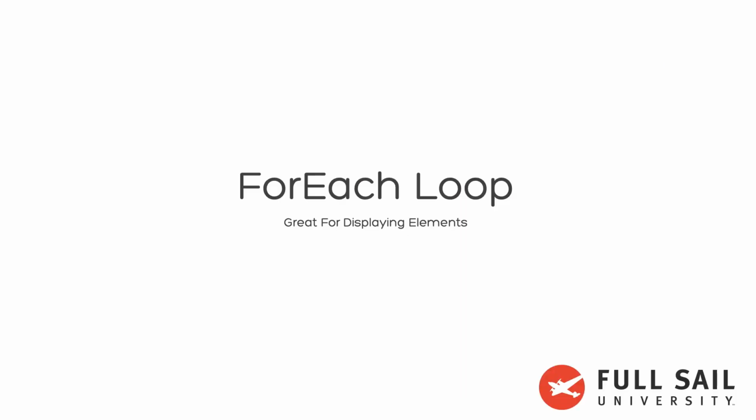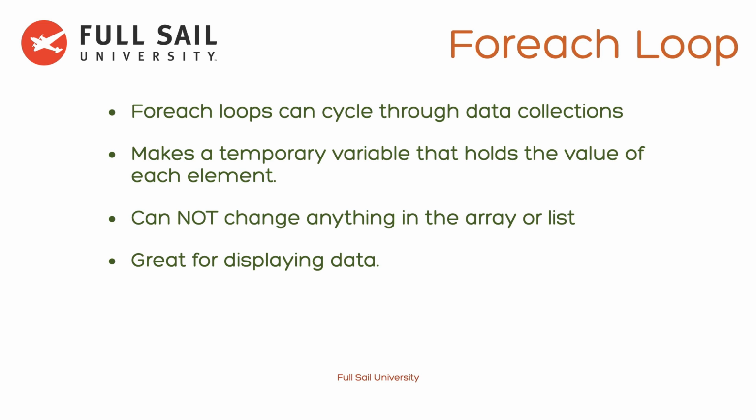Now, let's talk about the new for each loop. The for each loop is going to be great because we can also cycle through data collections, which right now is arrays and lists, but the difference here is that it's going to make a temporary value that's going to hold the actual value of each different element inside of the array or inside of the list. Because it has this temporary variable, we're not going to be able to change anything inside of that array or list, which means the for each loop is great really for only displaying the data inside of these data collection types, either a list or an array.